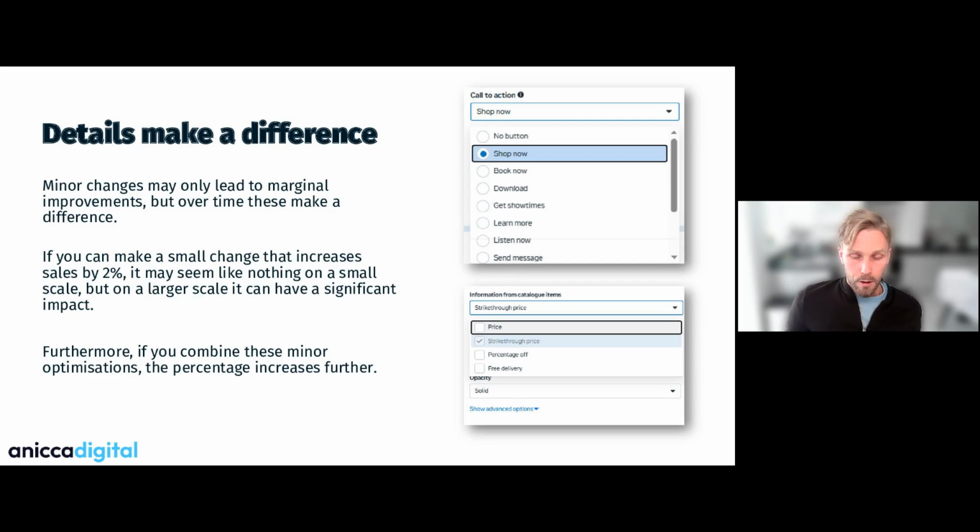So it might be that percentage off works a lot better for your remarketing audience, whereas strike through price works a lot better for your prospecting audiences. But these are different tests that you need to run in order to find those answers.